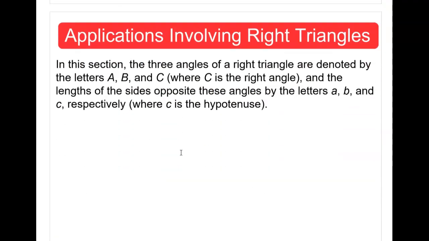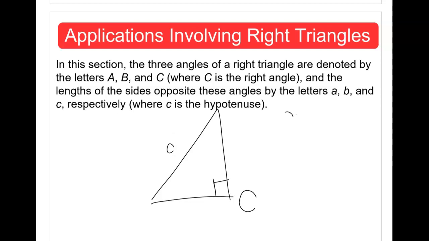In this section, the three angles of a right triangle will be denoted by the capital letters A, B, and C, where C is going to be the right angle, capital letter. And the lengths of the sides opposite to these angles will have the letters a, b, and c in lowercase, respectively, where c will be the hypotenuse. So let's illustrate this. Please write it down on your notes. If this is my right angle, this is going to be labeled as uppercase C for the angle, and the side that is opposite to it is going to be lowercase c.